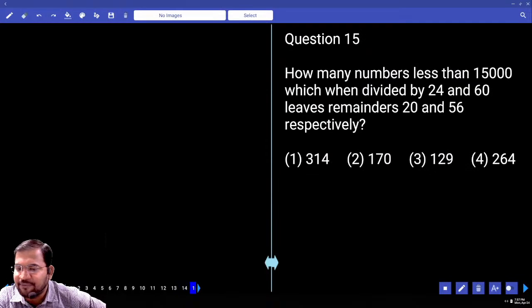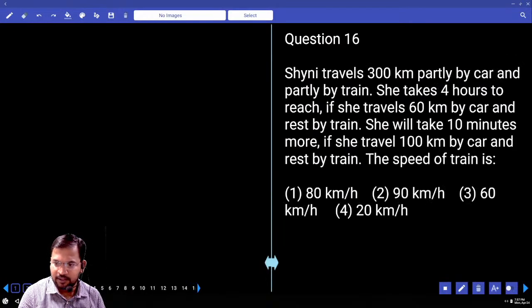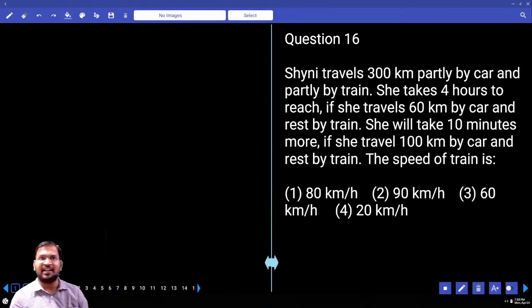How many numbers less than 15,000? Already completed, na? Which question is there? Next one? 15, 16. 15 is already completed.